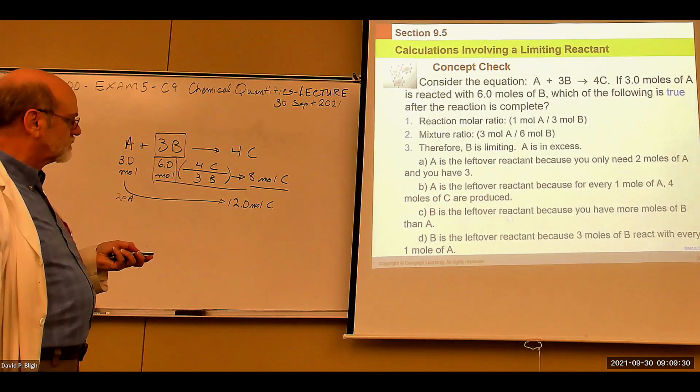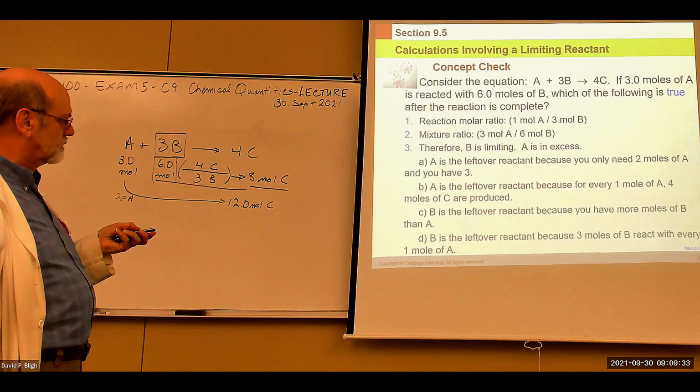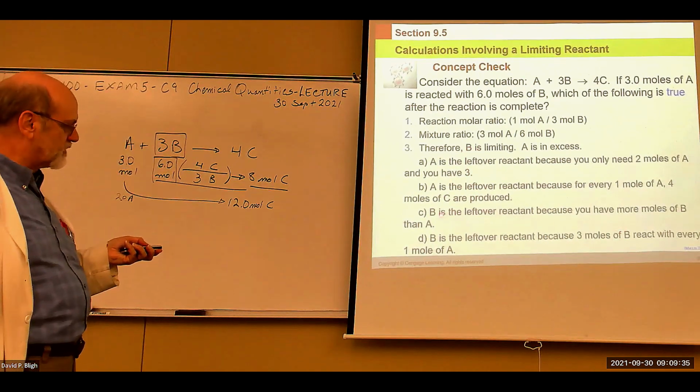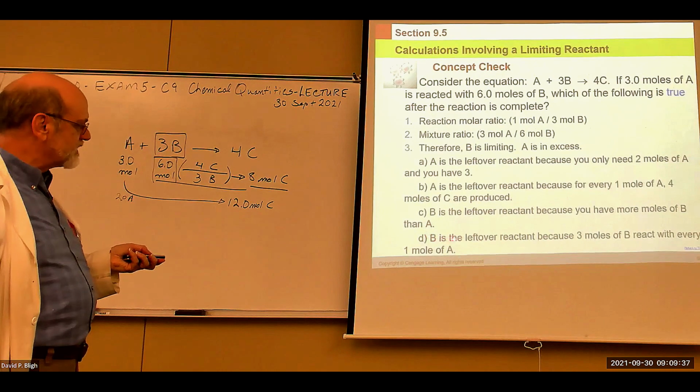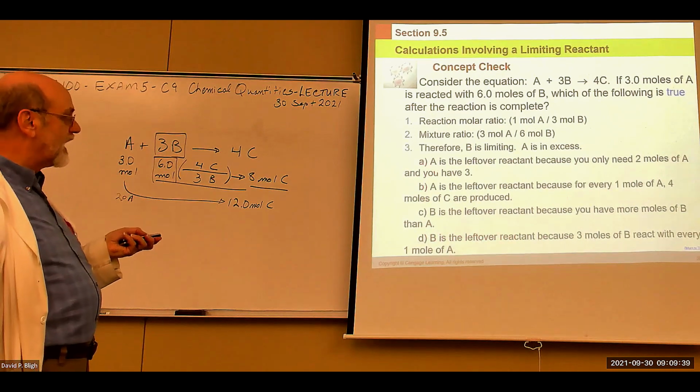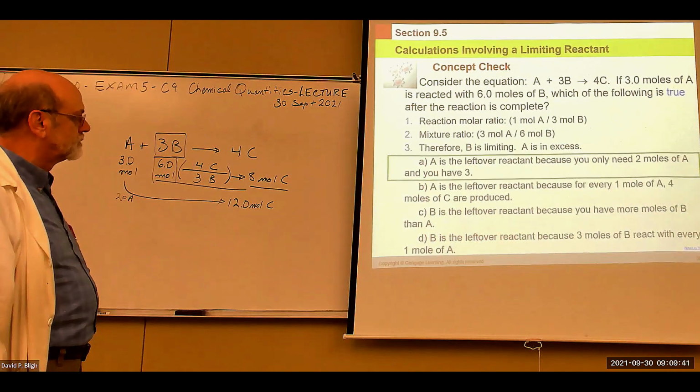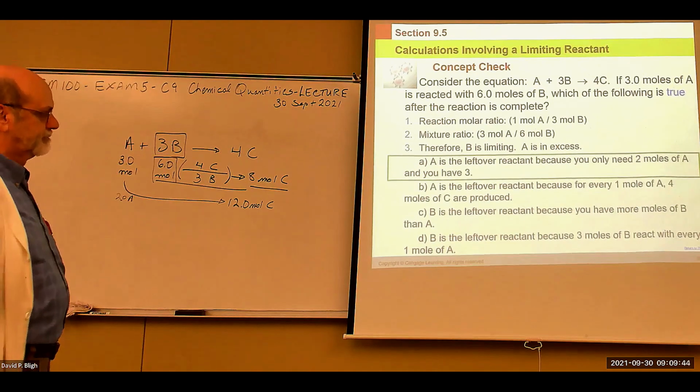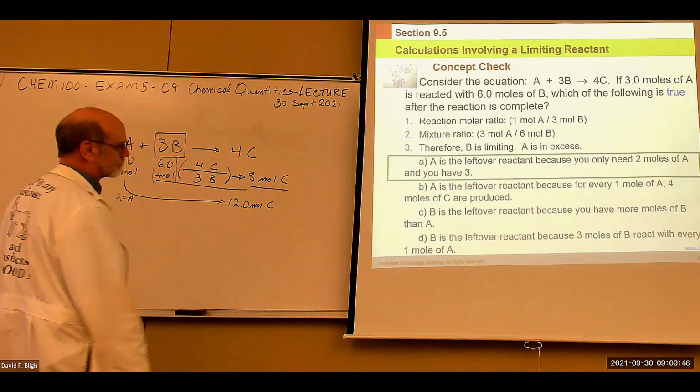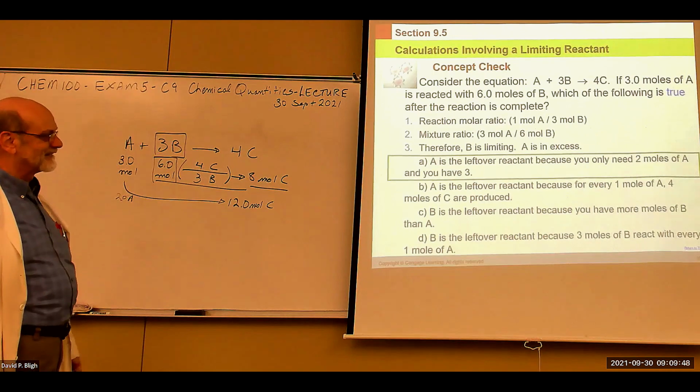B is left over? No, B is limiting. B runs out, so that can't be true. B is left over? No, that's not true. So A is the one that's true. That's the one that's true. Okay?